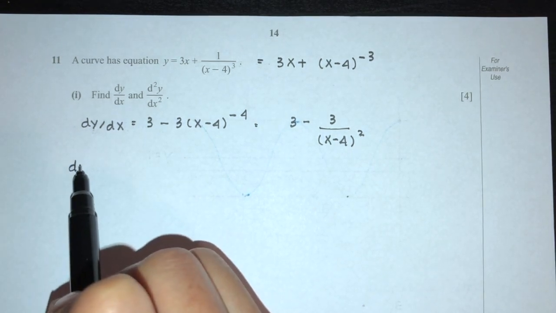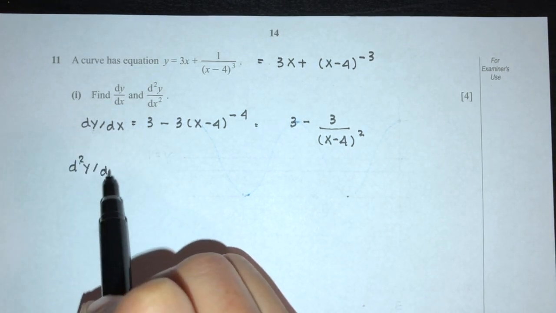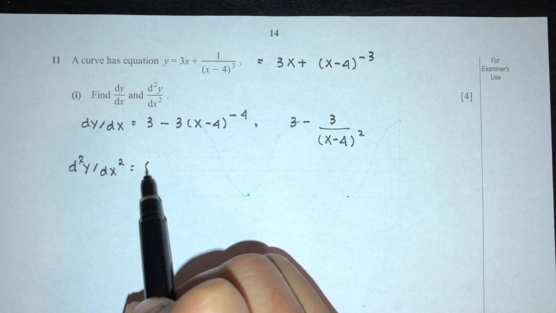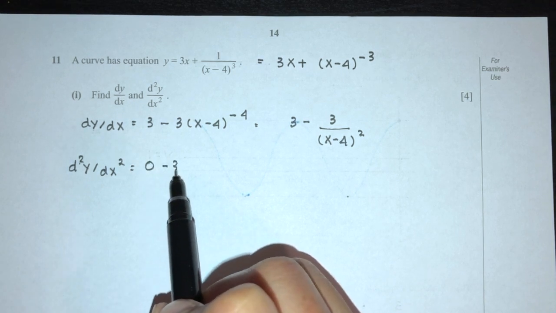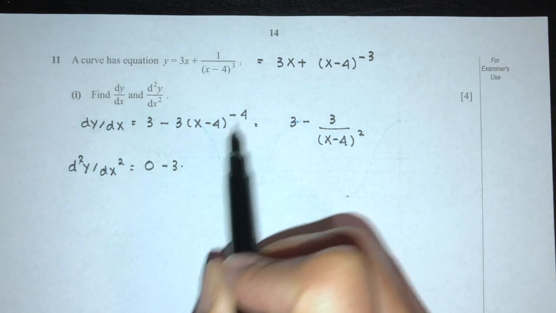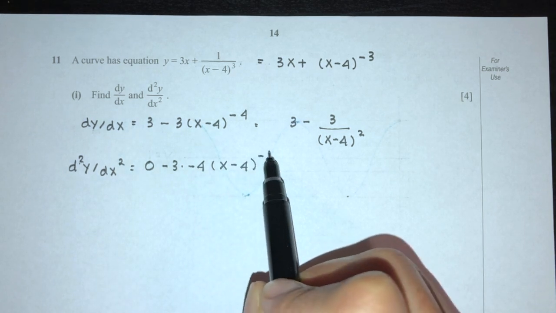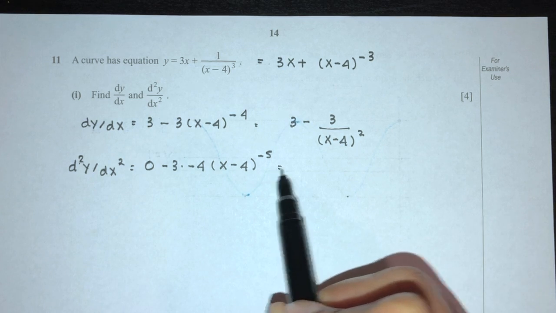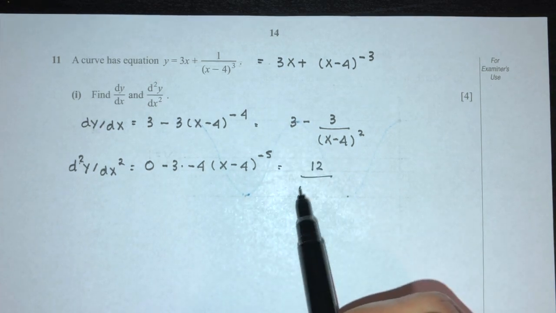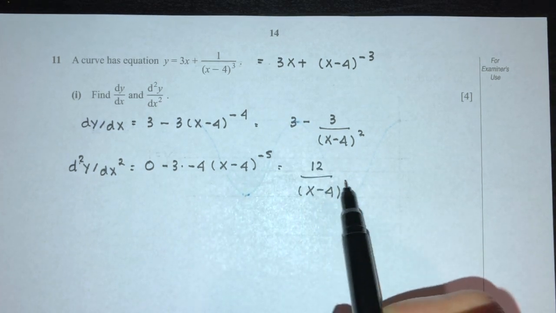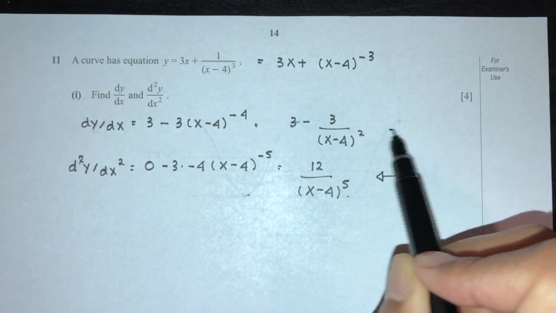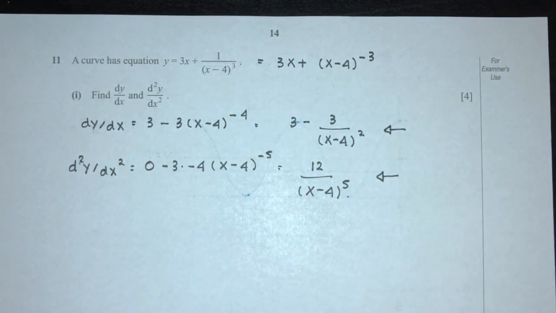Now same thing, d2y by dx2. First one will be 0. Then you have minus 3 times minus 4, (x minus 4) to the power minus 5. That will give you 12 over (x minus 4) to the power 5. Okay, those are the two answers you need to show.